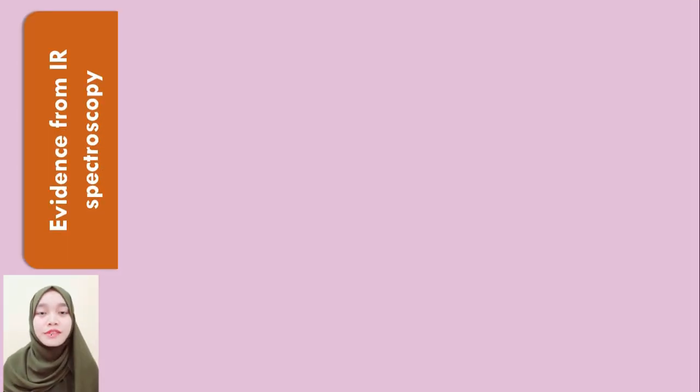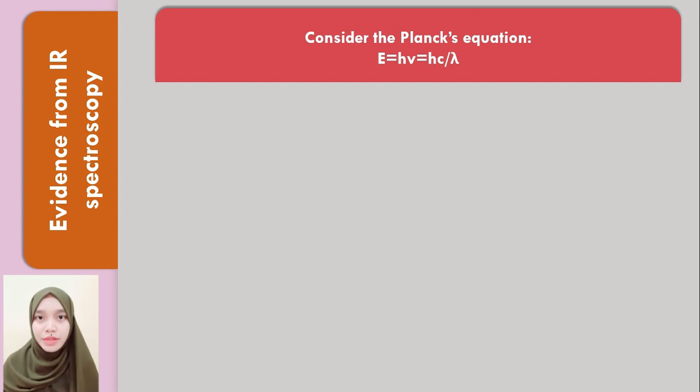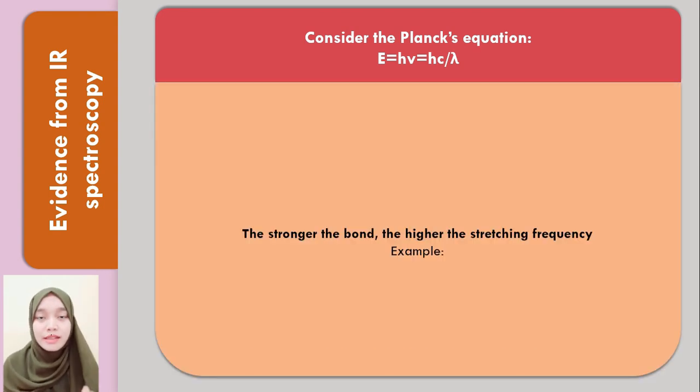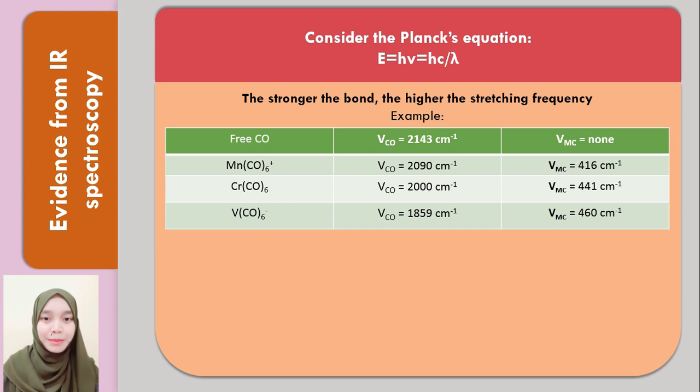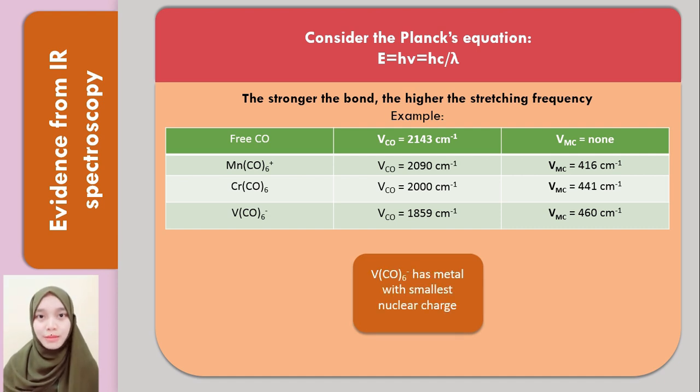The process of carbonyl bonding can be proven through IR spectroscopy. Considering the Planck equation shows that the stronger the bond, the higher the stretching frequency. By looking at the table of example of three different metals with the same ligand of carbon monoxide, we can see that vanadium hexacarbonyl has the metal with the smallest nuclear charge.